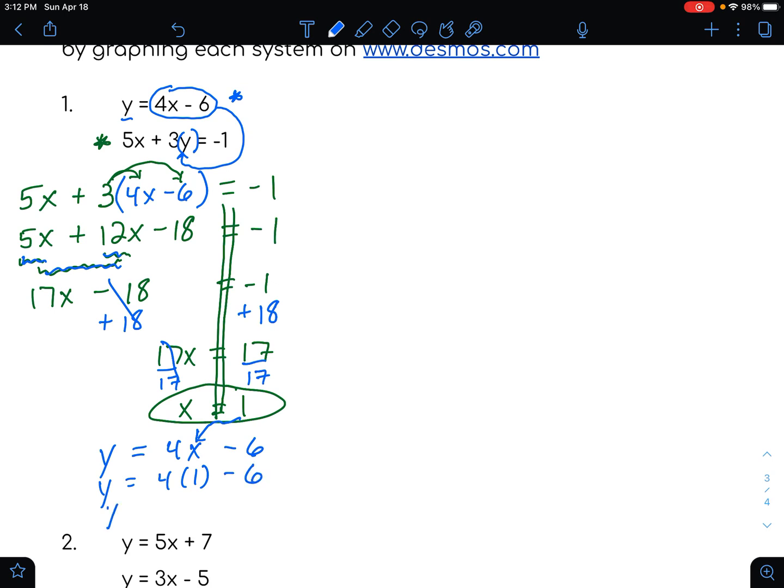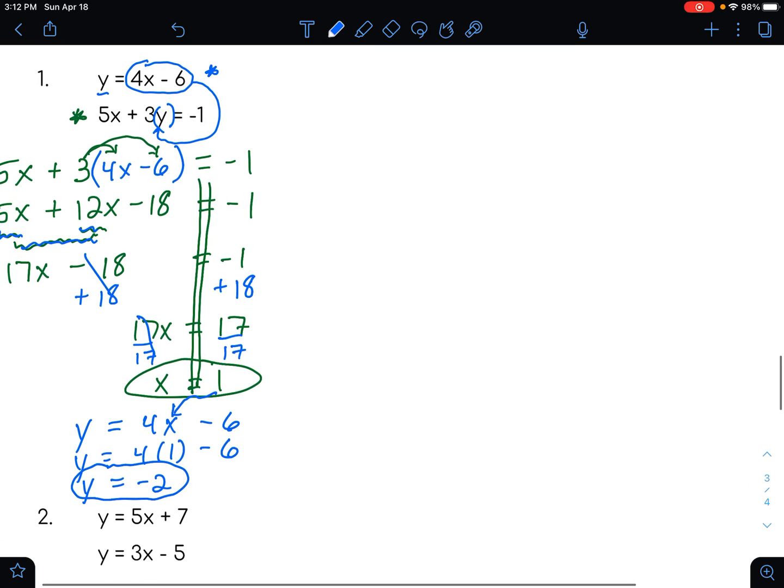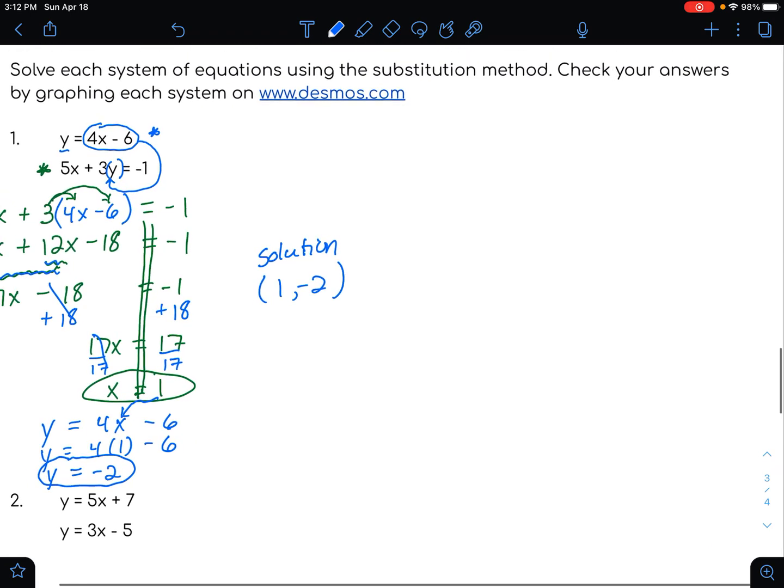All right, so 4 times 1 minus 6, well, that would be 4 minus 6. 4 times 1 is 4. 4 minus 6 is negative 2. So y is equal to negative 2. So our solution should be 1 comma negative 2, the ordered pair, the x and the y value of 1, negative 2.